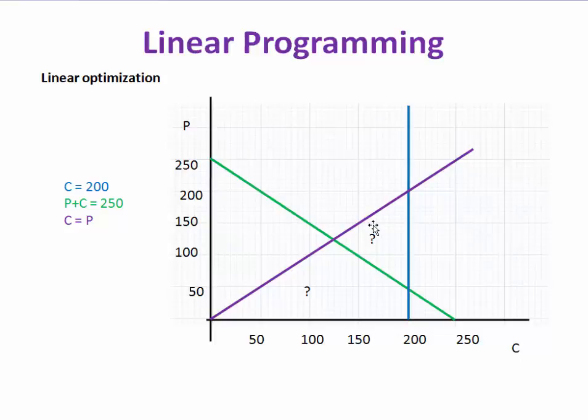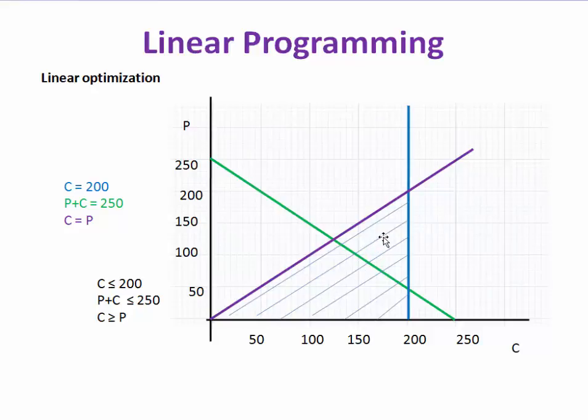Now as you can see we've got two enclosed areas. So which ones do we choose? Now let's just go through this methodically. First of all, on this one, C is less than 200. So we've got this C equals 200 line. So less than 200 is on this side of the line. So that's easy. Now we've just got to distinguish between these two areas.